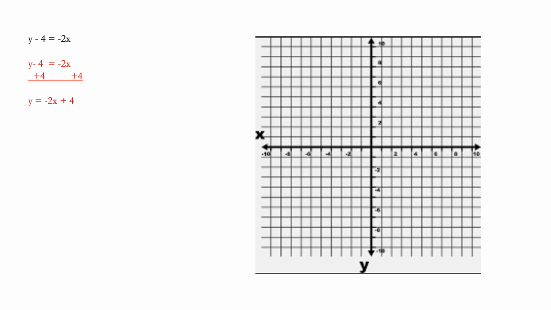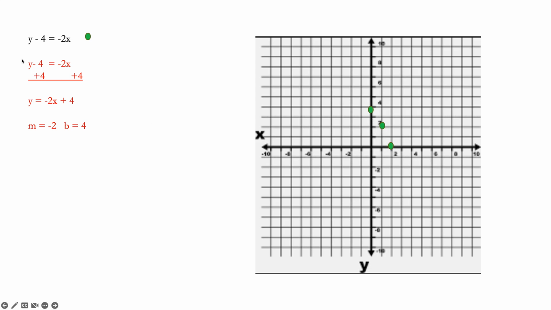What's the slope? What's the y-intercept? Slope is -2, y-intercept is 4. So this is going to be the green line. I begin at 4, and I go down 2 over 1, down 2 over 1. Look at, there it is. Right, down 2 over 1, down 2 over 1.